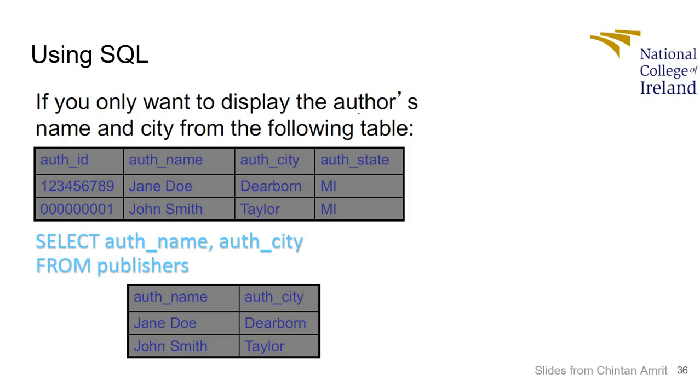So if we only want to display the author's name and city from the following table, we can select author name, author city from publishers table. So this is selected, this is selected, and this is what we will end up seeing.